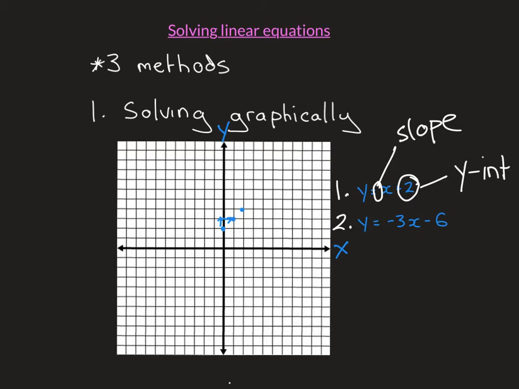Okay, and that is going to be our first line.